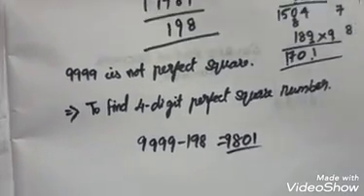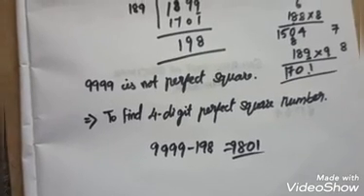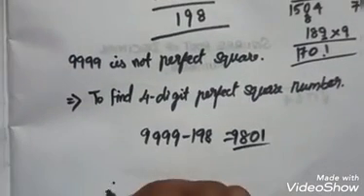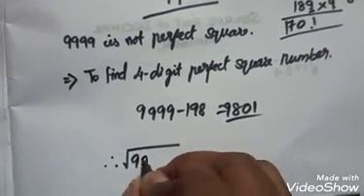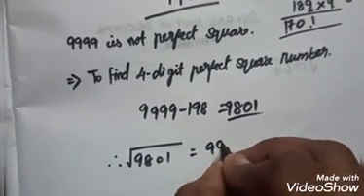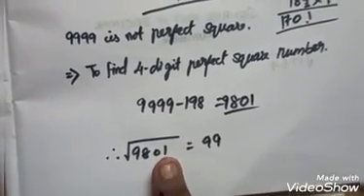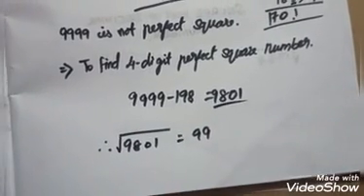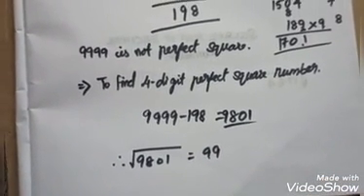So 9801 is the new value. This is the square number of 99. Therefore, the square root of 9801 is equal to 99. So 9801 is the new number. This is the square root of that perfect square new number. Okay, next we move on to example number 12.